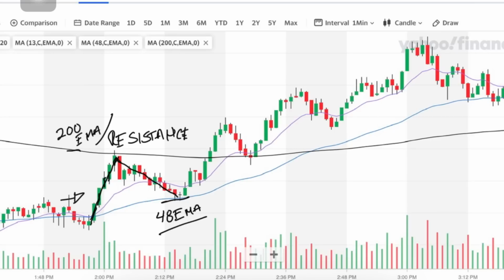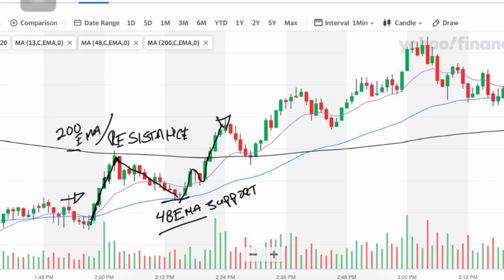Okay, so once you've seen it tested and then it found support there at the 48, now you have to be thinking it's going to go back and retest that resistance. It bounced off of this level, and sure enough, boom, boom, it went back to test resistance before ultimately breaking through, and it was off to the races from there.